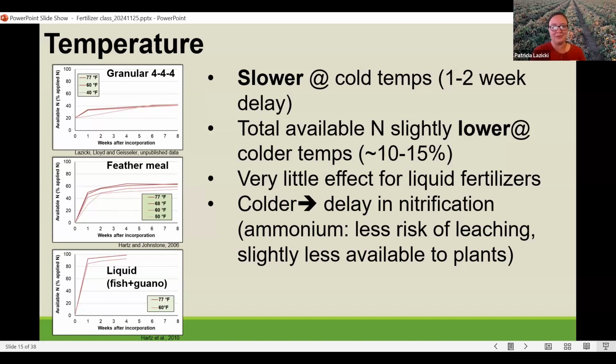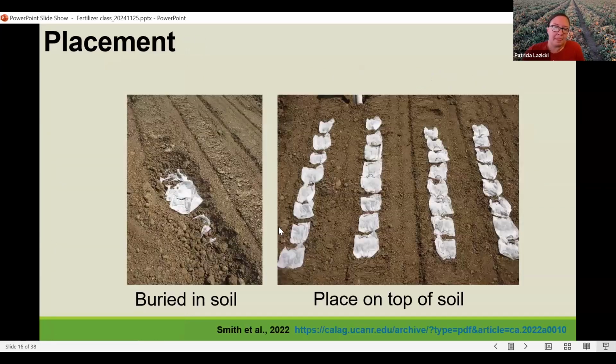And so that's one reason why, if you're putting a bit of fertilizer as a starter in cold weather, putting it near the root zone is a good idea, because it has less to travel. It'll be more available. So short answer for temperature, you'll get a slight reduction in the amount. It'll be a little bit slower, and it'll stay more as ammonium.